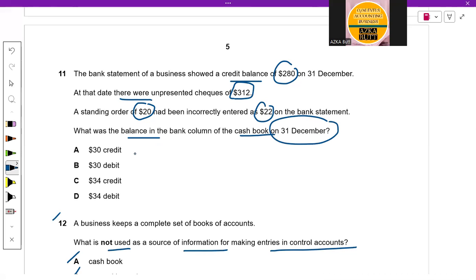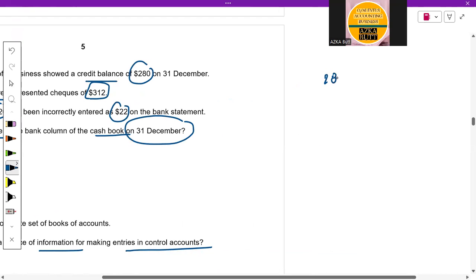So the given information is that the bank statement balance is $280 credit, and unpresented checks were $312, and there is a standing order error: the standing order was recorded as 22, but it should have been $20. So we need to adjust by adding back $2. So first of all, correct the standing order error. The bank statement deducted $22 for the standing order, but it should have been $20. So we need to add back $2 to correct this error. So 280 plus 2 is equal to 282.